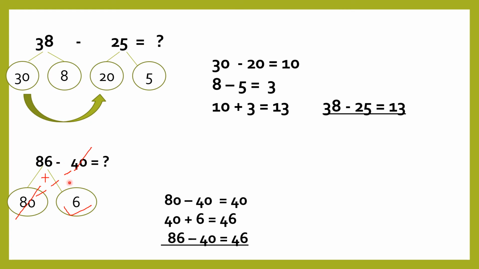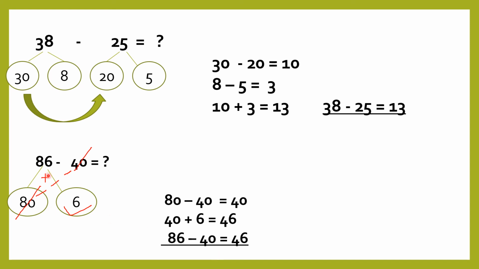For example, I have to do 86 minus 40. Here I am just breaking the bigger number. Okay, I have broken 86 into two numbers 80 and 6. Either you can break both the numbers or you can break the bigger number. First I am going to deal with the minus sign. 80 minus 40 is what? What is 80 minus 40? 80 minus 40 is 40. Once I have dealt with the minus sign, I'll deal with the plus sign now. 40 plus 6 is 46. So your answer is 46.